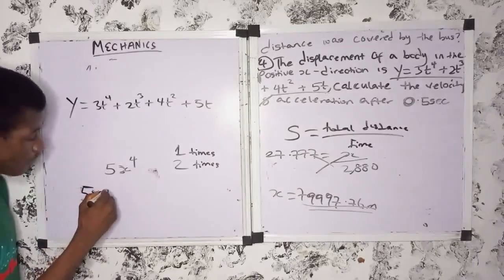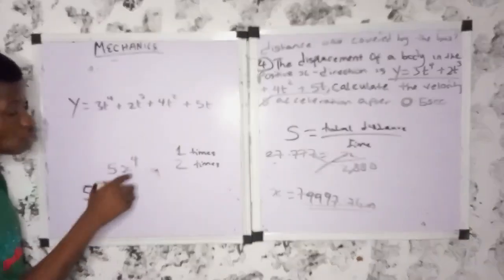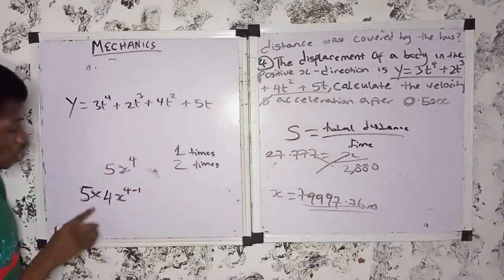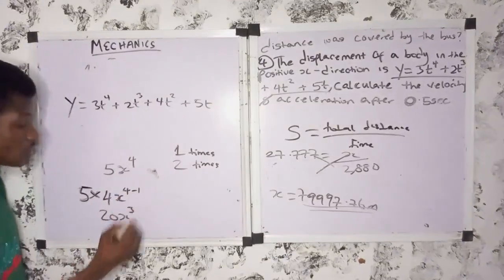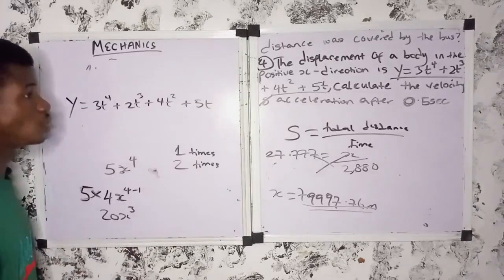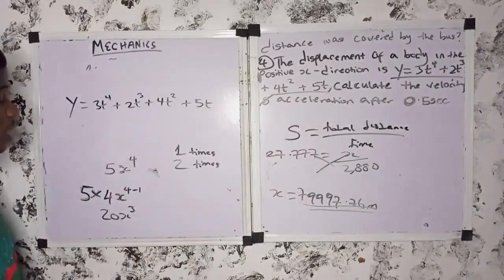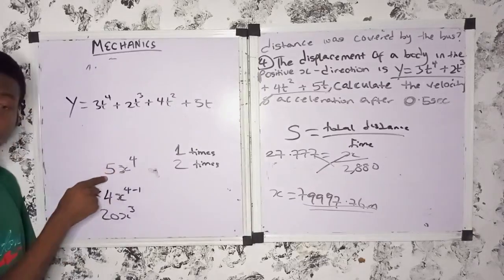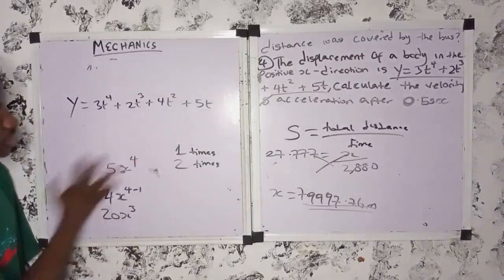5 times 4, then x. Then we subtract 1 from the power. So 5 times 4 will be 20. Then 4 minus 1 will be 3. So this is how to differentiate using the power rule. Multiply the power with the coefficient of x, then subtract 1 from the power.